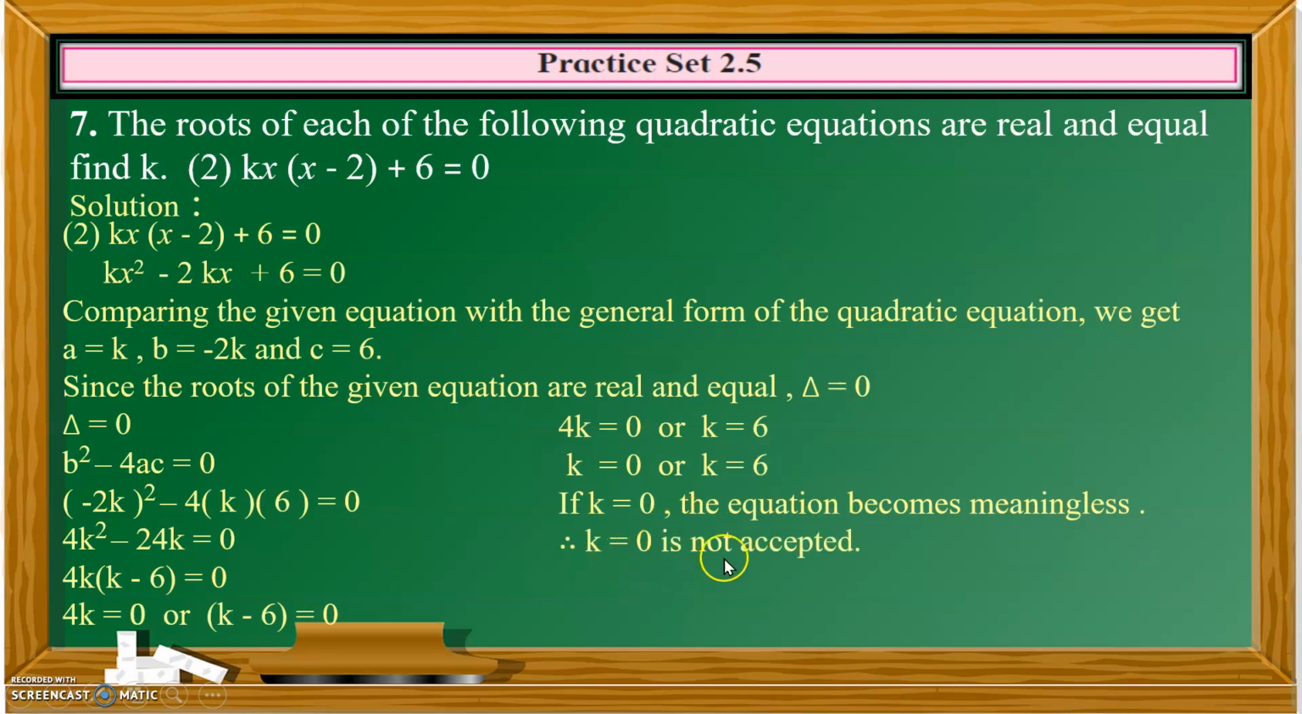Therefore, k equal to 0 is not accepted. And hence, what will be the value of k out of the two values? It will be only 6. Therefore, k is equal to 6. So what is the final answer? That is, the value of k is equal to 6.